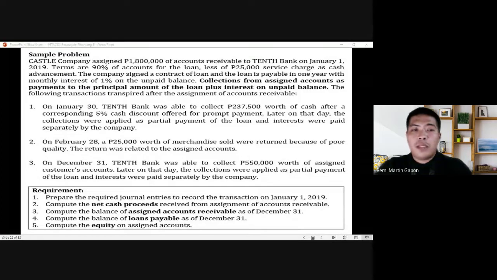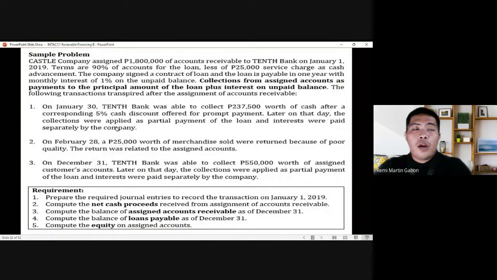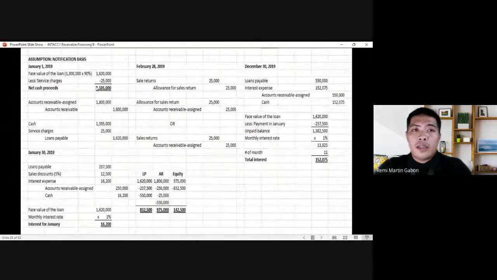Still the same requirements: journal entries to record the transaction on January 1, 2019. Of course, we're still going to journalize transactions 1 to 3. Net cash proceeds, assigned accounts receivable and loans payable balance, then the equity on assigned accounts. So to solve this problem, our assumption again is notification basis. Since they're almost the same problem, only the assumptions differ, the computations for the net cash proceeds are still the same.